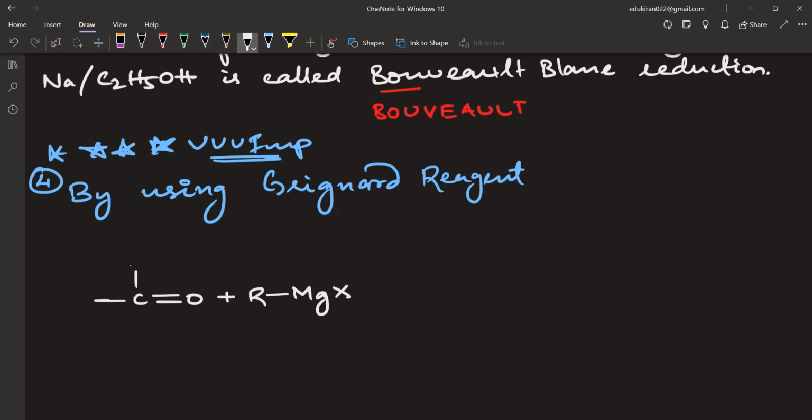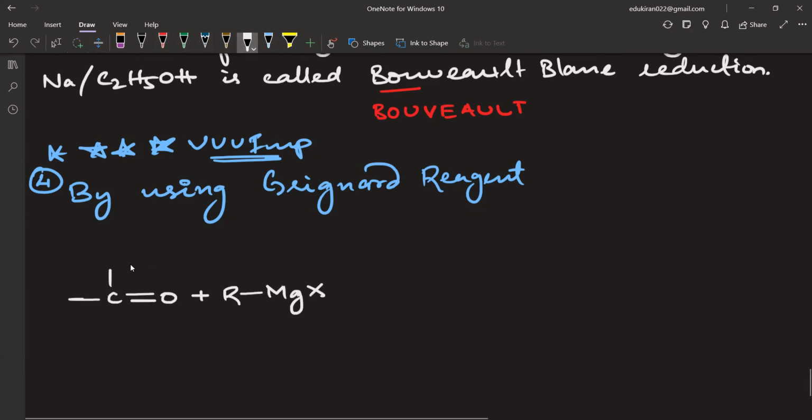Okay, we need RMGX. Now here, what is going to happen? Please listen. We have R, which is delta negative because magnesium is electropositive. It gives electron because of its metallic character. Now this carbon atom here, it is delta positive. There will be attack from the R group on this carbon atom. Okay, so let me show you this delta positive charge here, and let me attack from the downside.